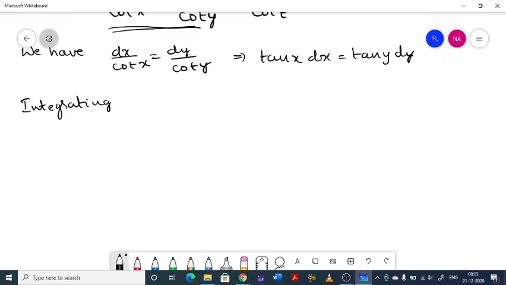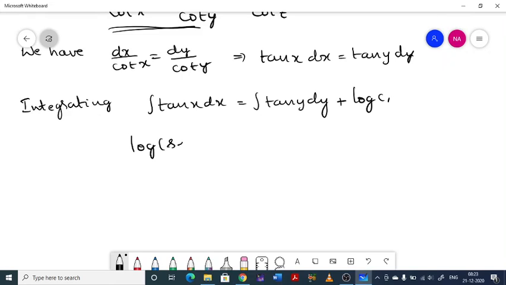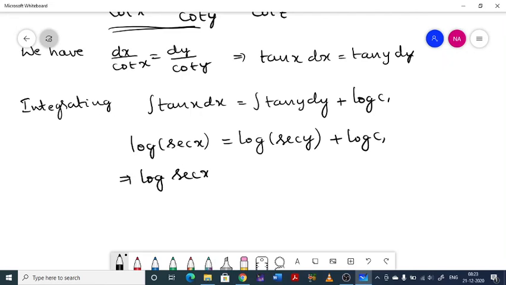so I'll get integral tan x dx equal to integral tan y dy plus log c1. Yes, now it is okay. So integral of tan x will be log of secant x equal to log of secant y plus log c1. So from this, log secant x equal to log of c1 into secant y.